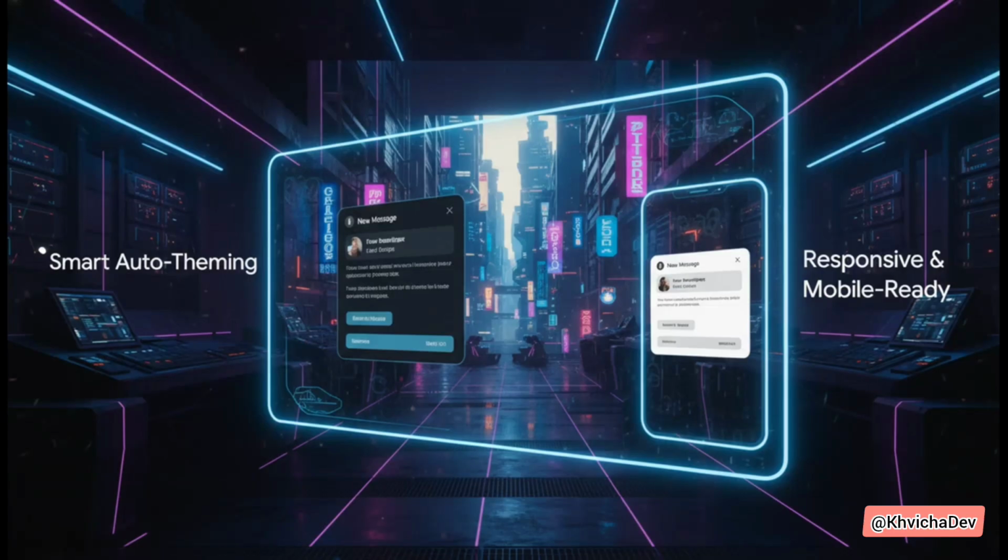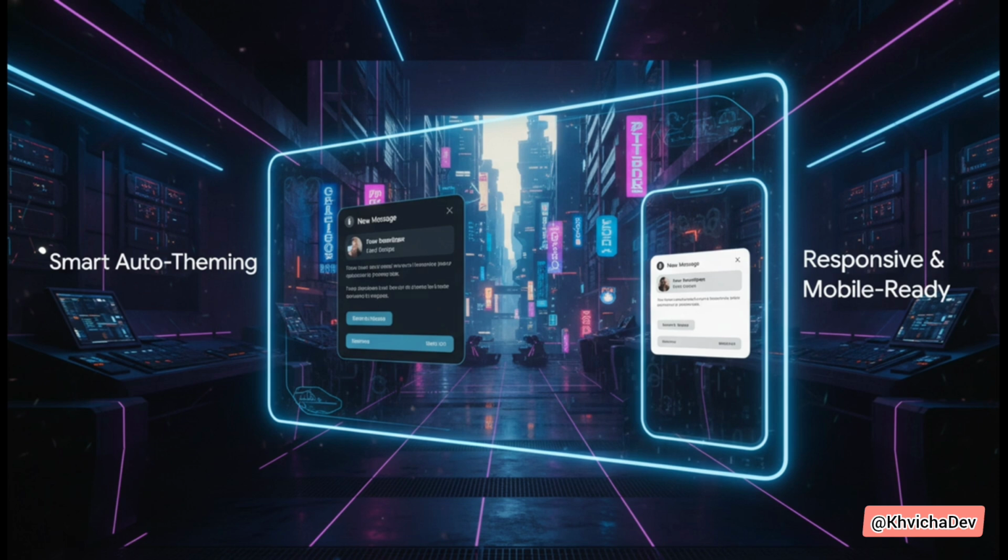Okay, now for the part everyone cares about. What does it actually look like? Well, it's beautiful. It uses that slick, modern glassmorphism effect, that sort of frosted glass look. It's also really smart. It automatically senses if your visitor is using light mode or dark mode and just matches it. Perfect. Of course, it's totally responsive for mobile, and the animations, they use requestAnimationFrame, which is just a fancy way of saying they are buttery smooth.